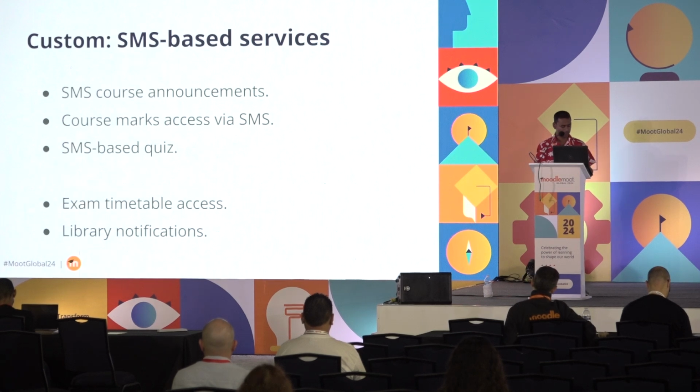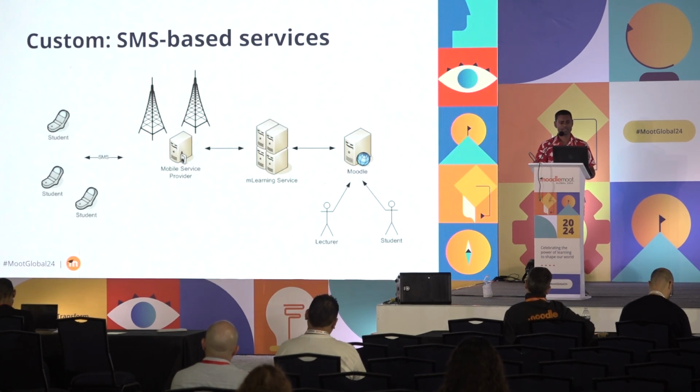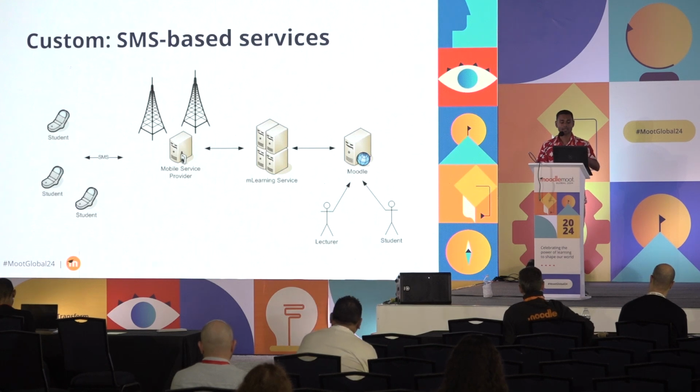So with SMS, in 2012, we had a two-way SMS communication to allow students to access announcements, marks, exam timetable, library notifications. What we did was something like this. So we had Moodle in the forefront because every student was able to access Moodle. And through Moodle, we were able to capture the students' up-to-date mobile number. Then we made use of another SMS gateway to connect to Moodle and also connect to the mobile service providers.